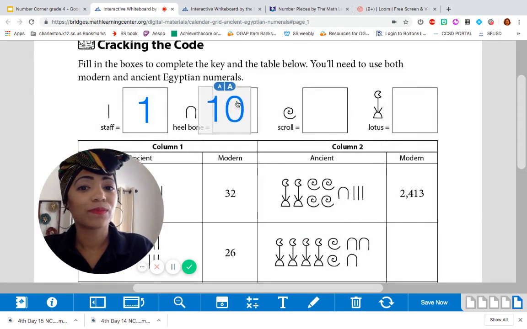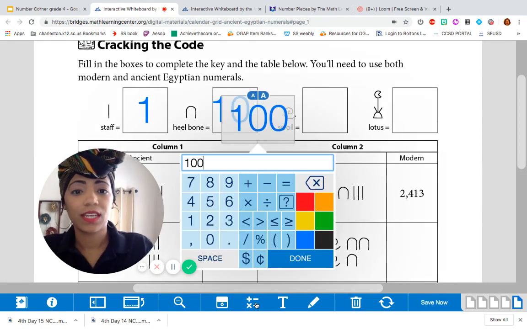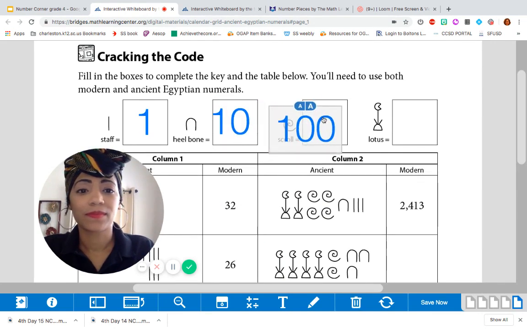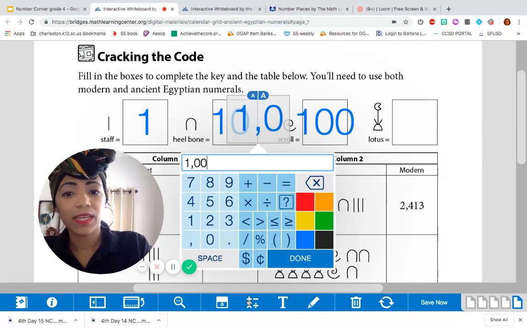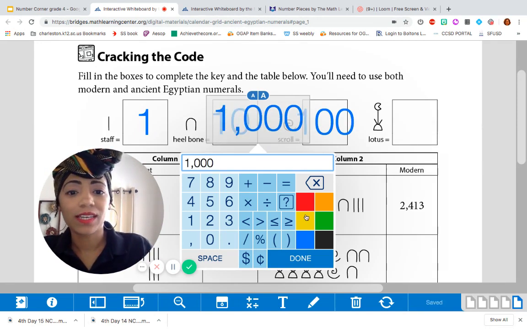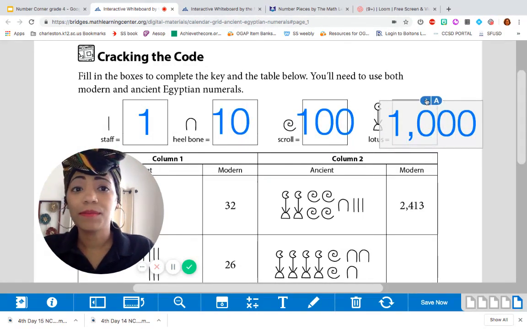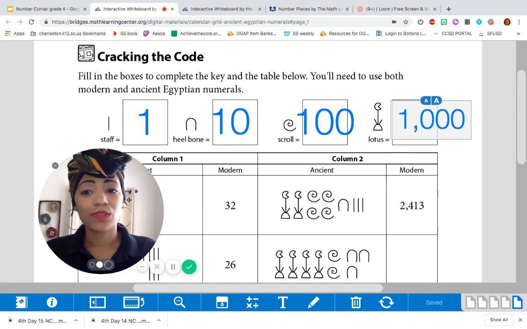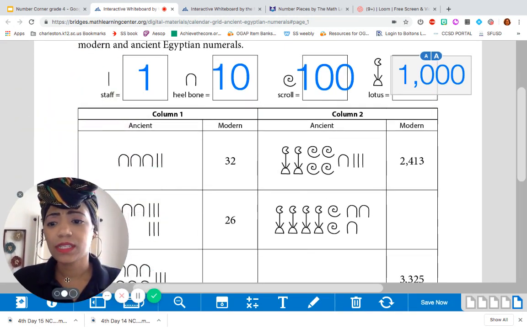How about a scroll? You got it, 100. And the lotus flower. Good, 1000. So this page is unique because sometimes they ask for you to find the modern number, and sometimes they ask for you to draw the ancient Egyptian numerals. So you're going to have to figure out which one based on what they give you. So here's an example.